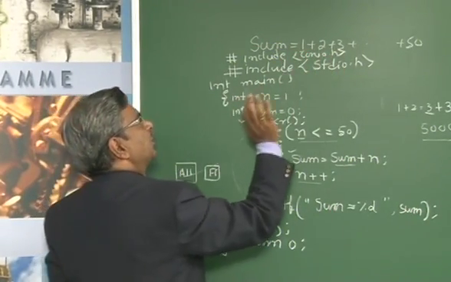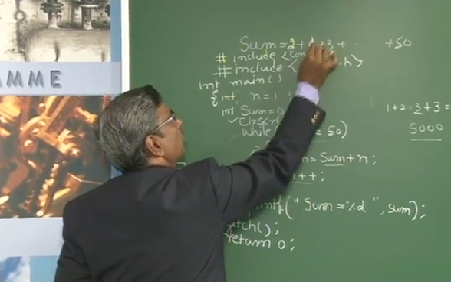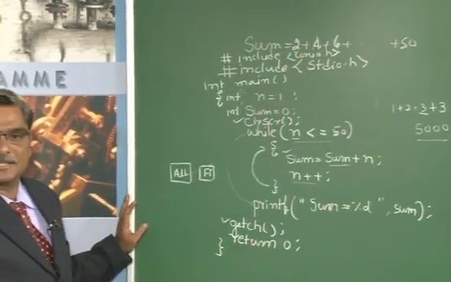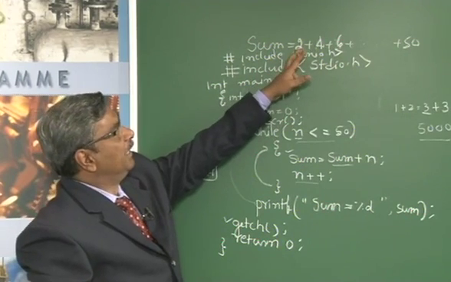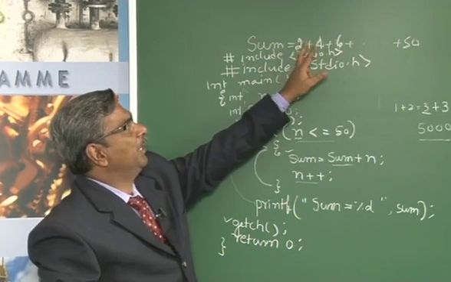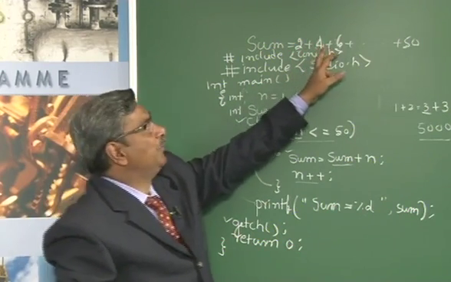So a small change. Let us start from 2 plus 4, 6 up to 50. What is the change in this statement is that it starts from 2. At each iteration, instead of incrementing by 1, you have to increment it by 2, so that the next value will be 4, and the next value will be 6.